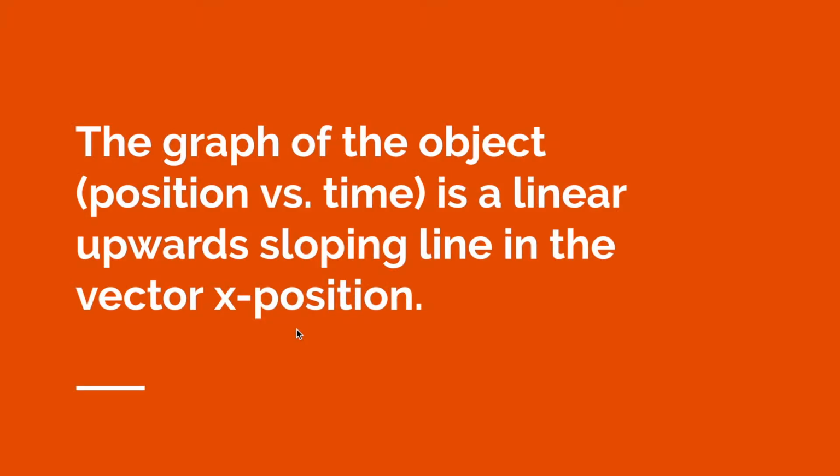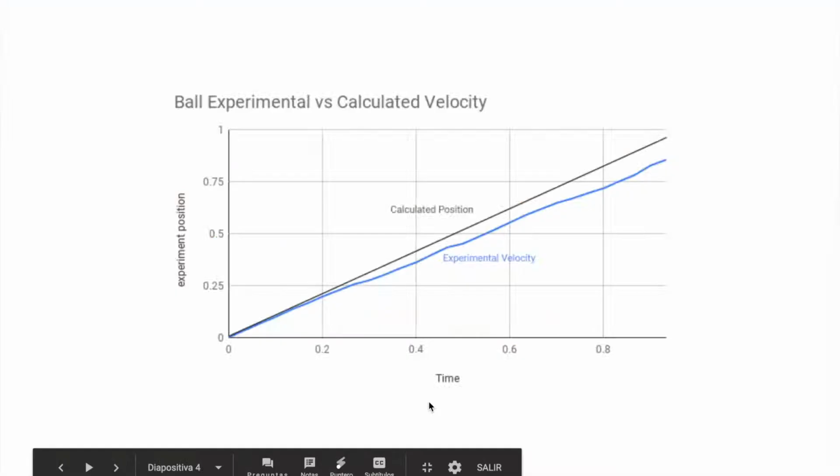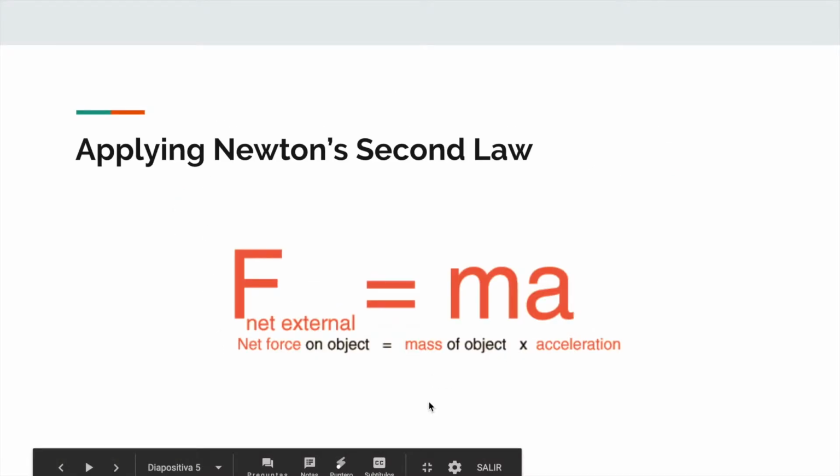In my particular experiment, I observed that the position versus time graph of my object in motion was linear and upward sloping. Unfortunately, while the theoretical model was completely constant, my actual model did not reflect this. This entire model relies on two of Newton's laws of motion.